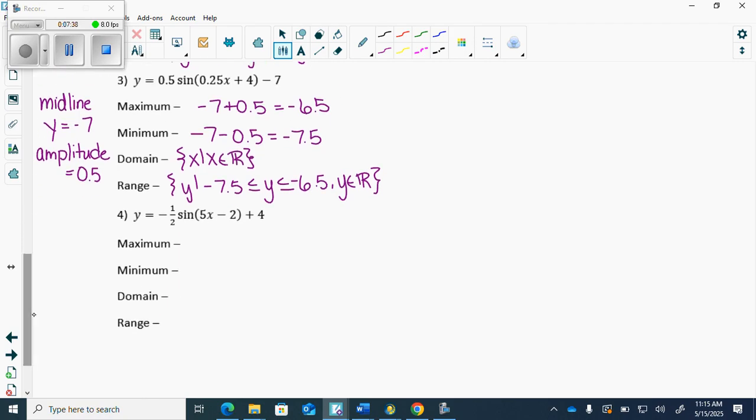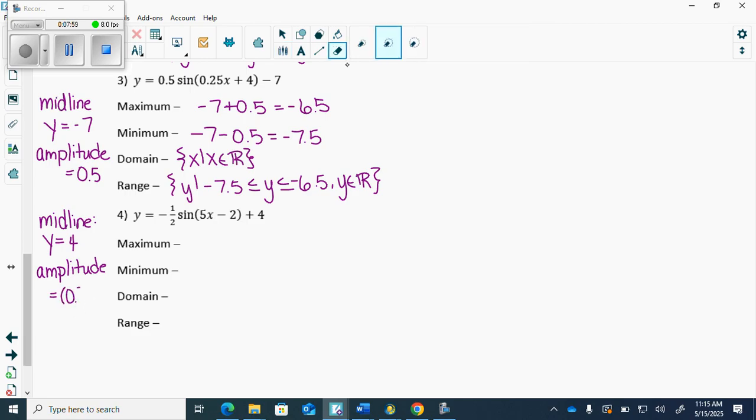Okay, 4. What is my midline? Y equals 4. Yeah. Okay. Amplitude. 1 over 2. And if you wanted to, could you go 0.5? Could you put 0.5 instead of 1 over 2? Sure.